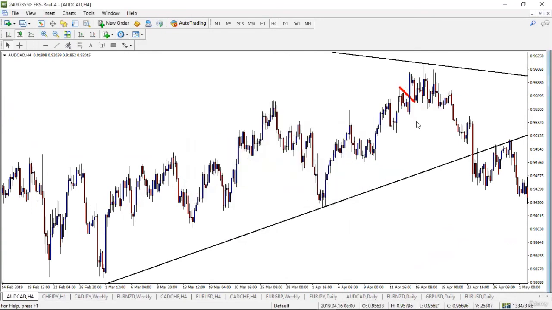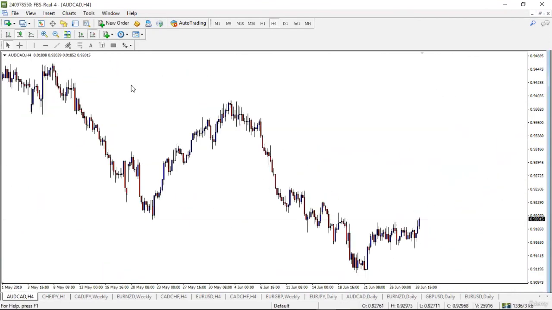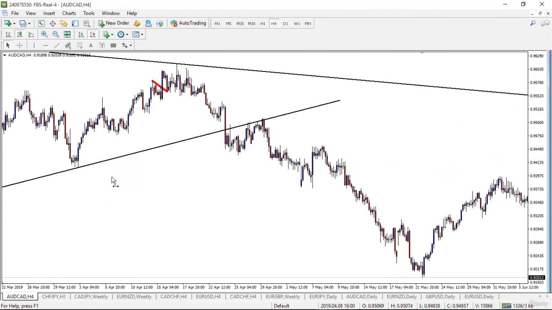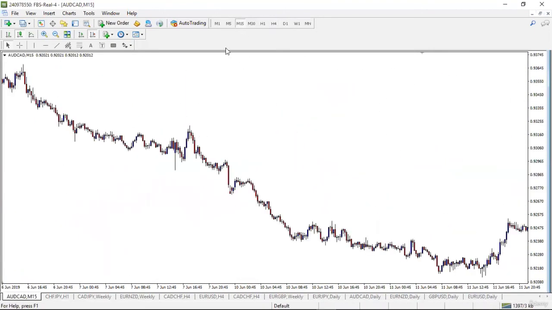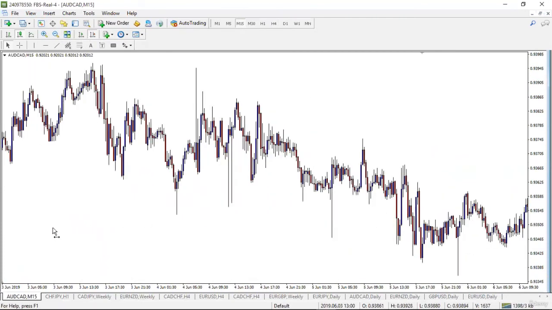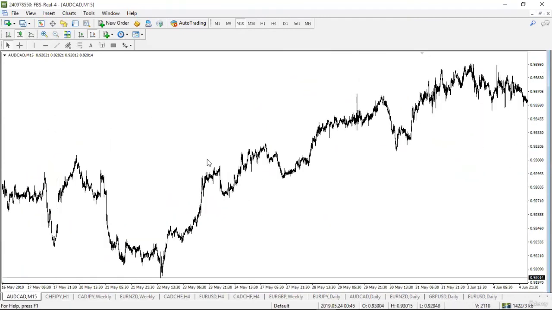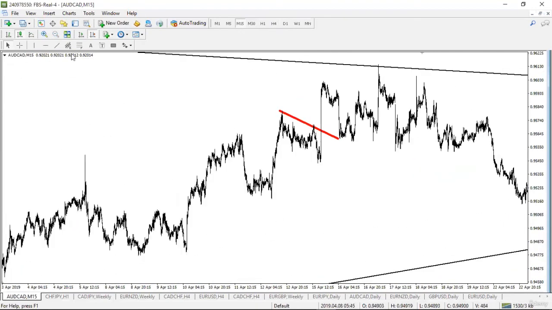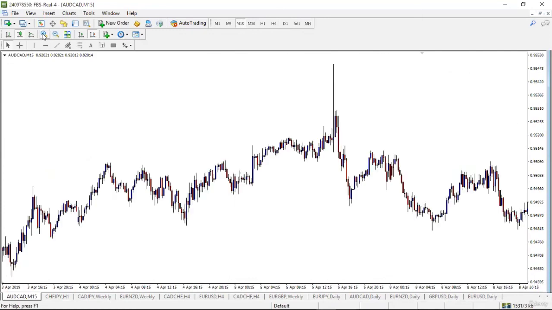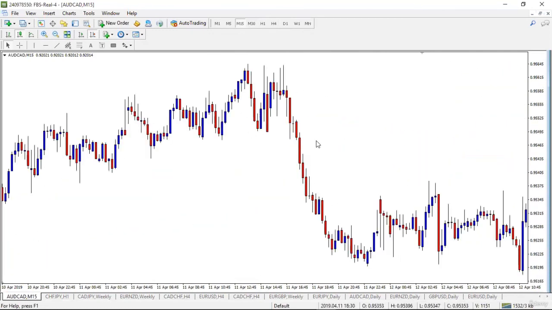I'm going to open this in 15 minutes, where I drew the red line. It's far back. It was in April. There it is. As you can see on this time frame, it's not a small correction. It's actually a strong one.